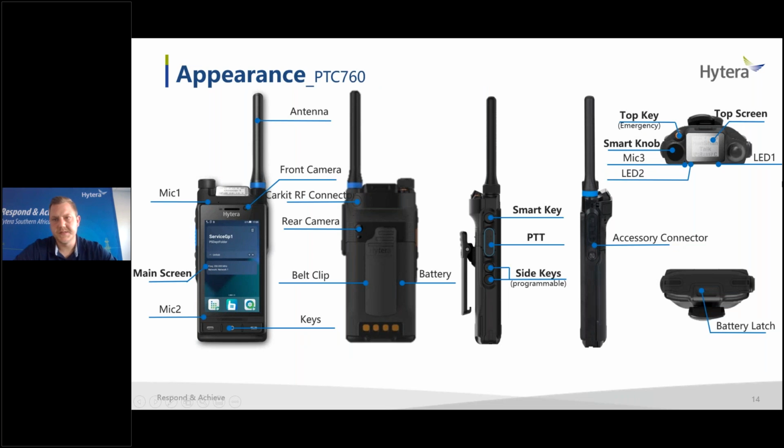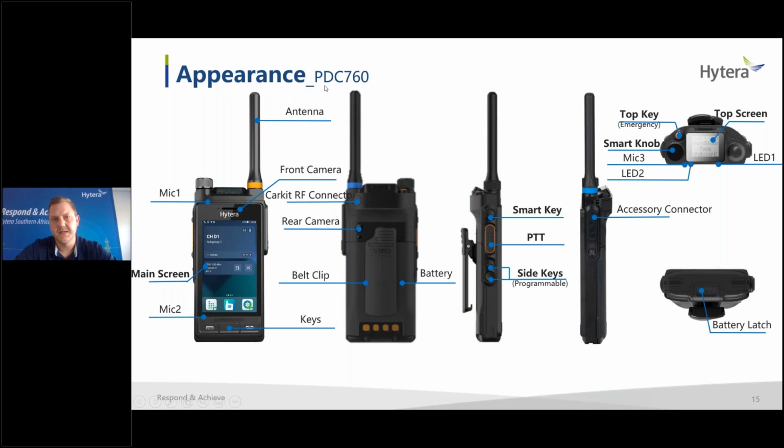Okay, so here are some visuals of what the actual radio looks like. This is the PTC 760. You'll see the only difference between the PTC 760 and the PTC 760 is around the PTT button here, it's got a blue circle, where the DMR one has an orange. If you look at this one, which is the PTC 760, you'll see it's got orange around here. The radio also has an option for a 4,000 milliamp battery, which can last you for a 24-hour shift.